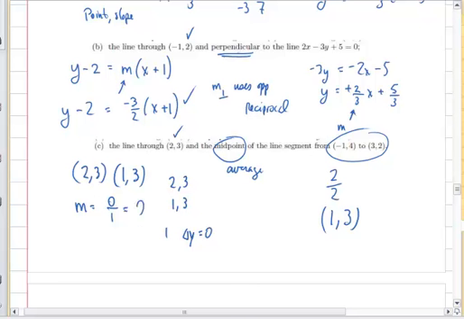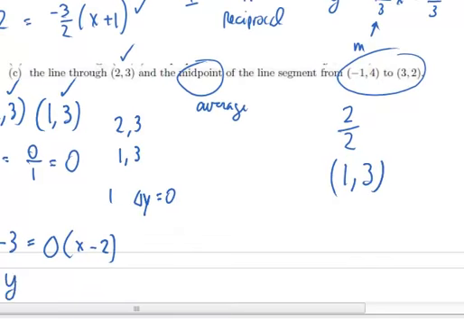That means that my line is horizontal, so I could use either this point or this point. I'm basically going to have y minus 3 is equal to a 0 slope times x minus 2 if I'm using that point. And what this results in is just the equation of a horizontal line, y equals 3.